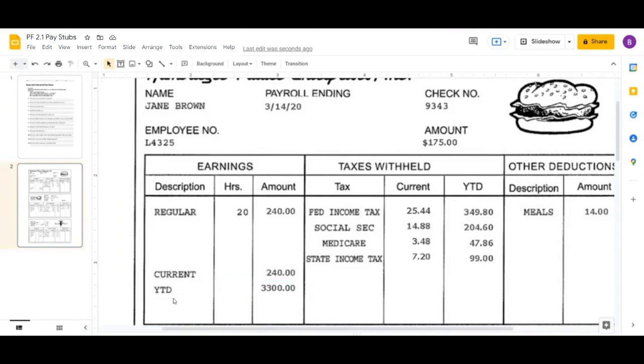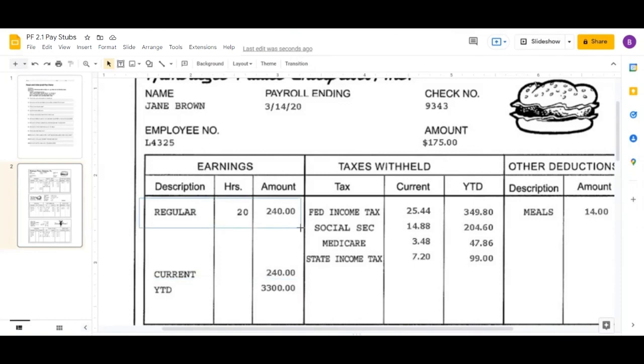So YTD, year to date, simply means so far during this year. In this case, this pay period ended on March 14th. So this YTD, the year to date, that's how much she's been paid, or how much she has earned so far during the year up until March 14th. All right, so her earnings before taxes were deducted on this paycheck, $240. So far during the year, $3,300. All right, number 3, what's her hourly wage?